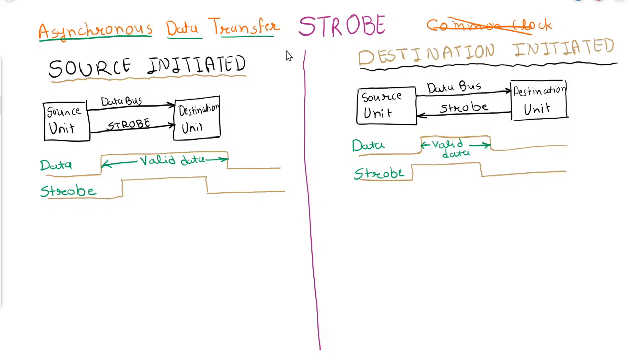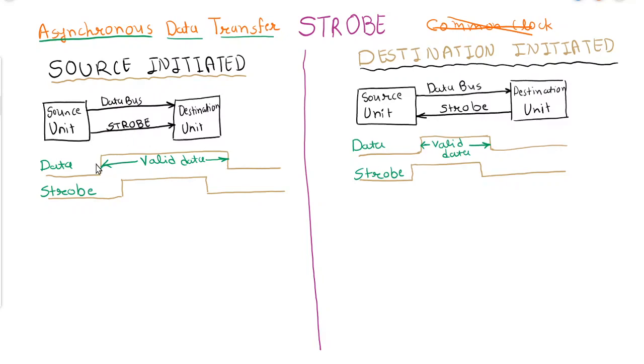First of all, let us discuss strobe. What is strobe? Strobe is a type of asynchronous data transfer where, along with the data, we send one signal to inform the receiver that data is being received. As you can see, this is the source unit and this is the destination unit. The source will send data to the destination via the data bus, and there will be a strobe. The strobe will inform the destination that data can now be received.